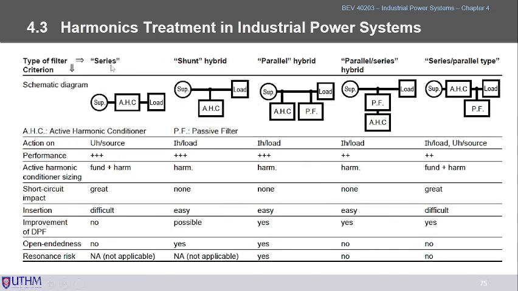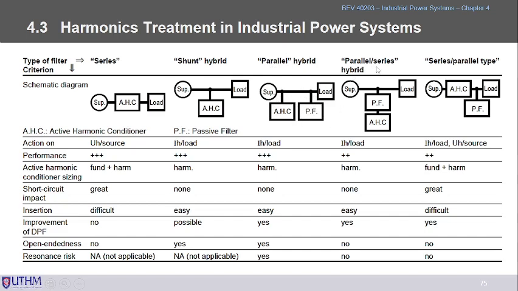Now we can see the comparison. Let us see the comparison. The first one is the series connected, where you have the AHC, the active harmonic conditioner, which is an active filter. The second one is the shunt hybrid, and the third one is the parallel hybrid. You have two filters in parallel, one passive and one active, operating in parallel.